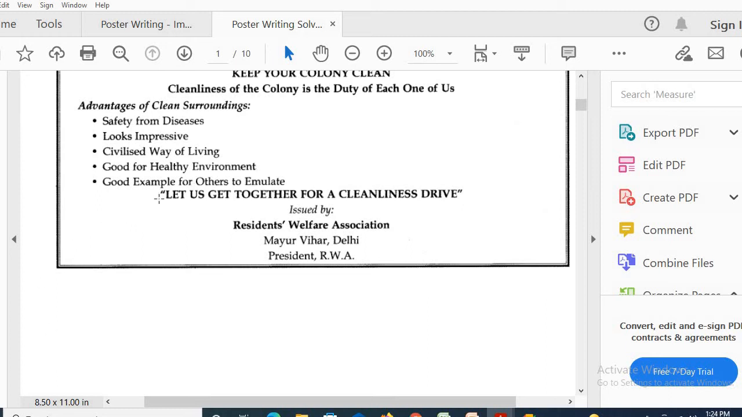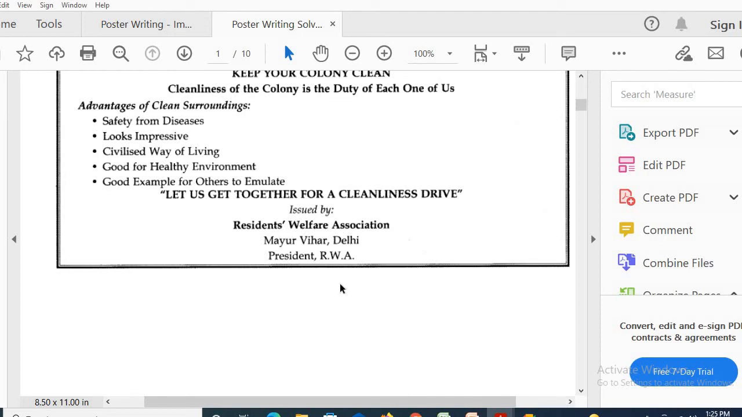And see, these are the statements. Okay, let us get together for a cleanliness drive, or you can write cleanliness is next to godliness. So these are some of the catchy phrases or rhymes that you can give in this case. Then see, the issuing authority, I told you it has to be mentioned. Either you can write it in the center as I had shown here, or if you want, you can shift it to the left hand corner. You can shift it this side also, as I am rolling my cursor for all of you to see, or else you can write it in the center like this also.